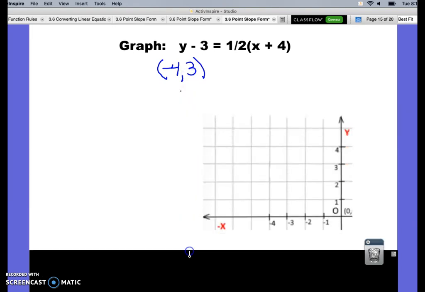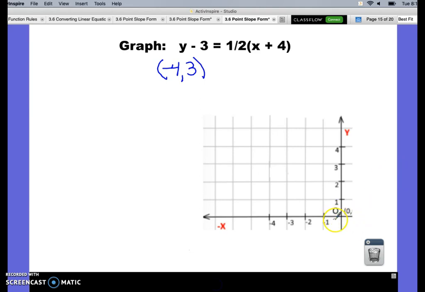So I'm going to plot that first point. On here, we have our origin right here. Remember, with an ordered pair, the first one is going to the left or to the right. So from this origin, I'm going to go to the left, -4, and up to 3, and I'm going to plot that point right here.